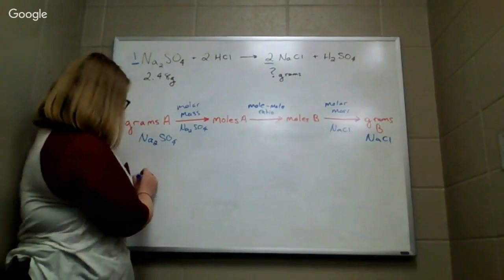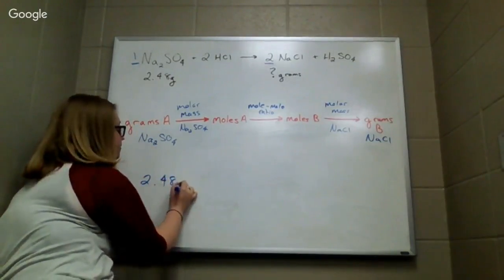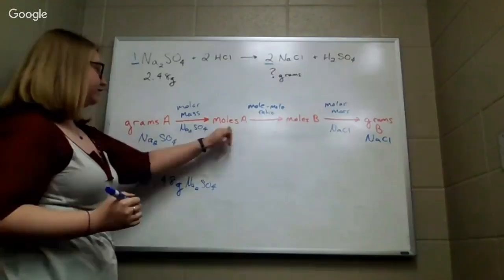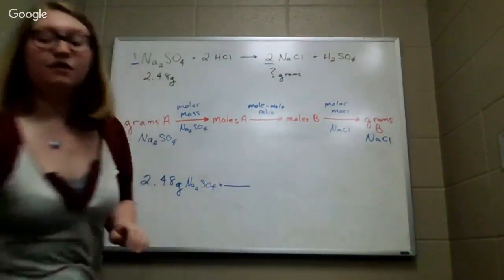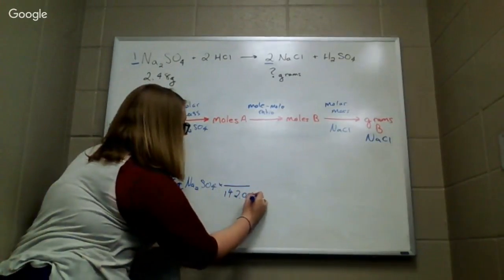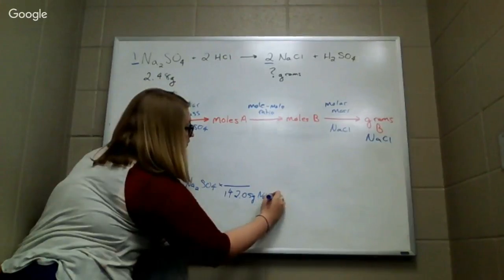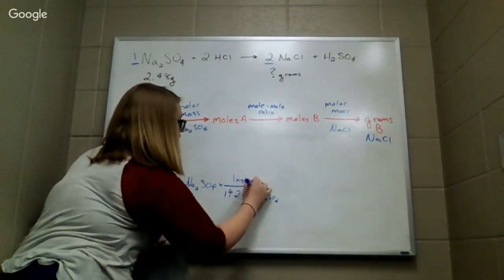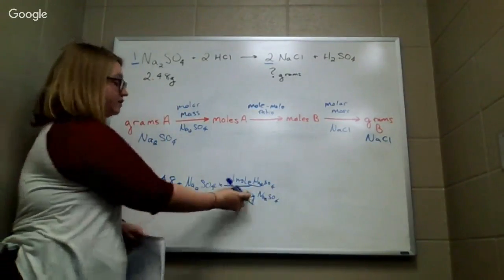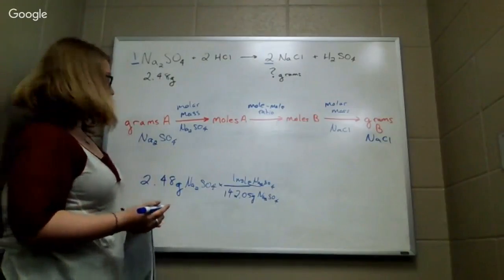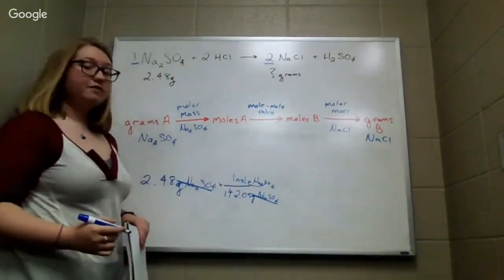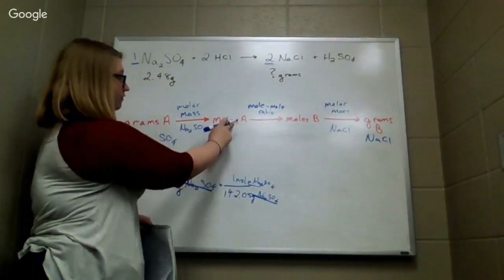So I start with what I know. In this case, I know that I start with 2.48 grams of sodium sulfate. I will then solve for moles of sodium sulfate using my molar mass. The molar mass of sodium sulfate is 142.05 grams of sodium sulfate per 1 mole of sodium sulfate. I recommend keeping your units and your chemical compounds connected with these numbers so you don't find yourself getting confused. You're going to set this up in such a way that your grams of sodium sulfate cancel out, and now you're left with moles of sodium sulfate.